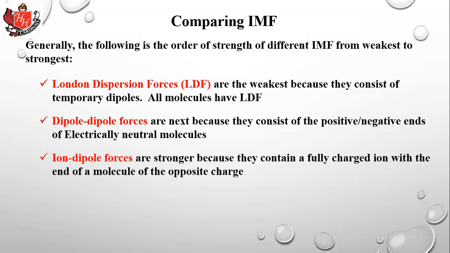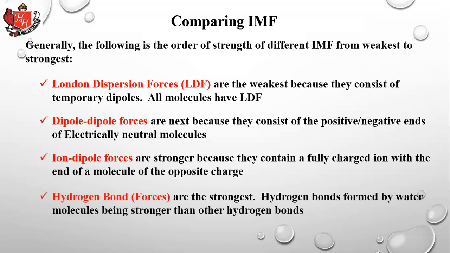Ion-dipole forces are stronger because they contain a fully charged ion with the end of a molecule of the opposite charge. So you have a dipole, which is kind of sort of positive and negative charge on each end, but an ion is a full charge. It's a full 1 plus or a full 1 minus. And so that's going to be a stronger attraction. And finally, hydrogen bond forces are the strongest. Hydrogen bonds formed by water molecules are stronger than other hydrogen bonds.